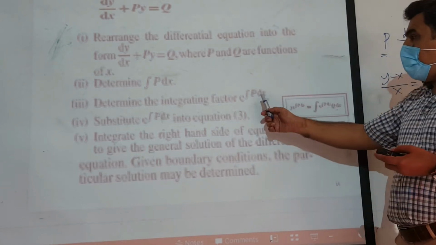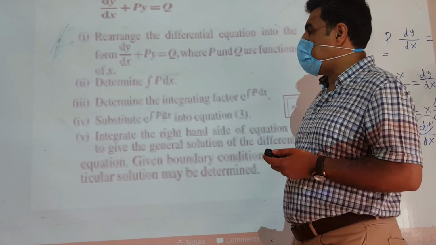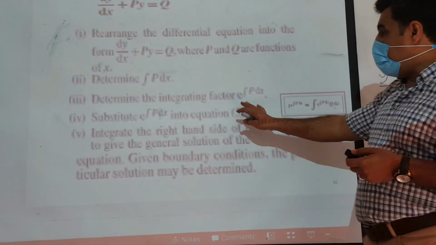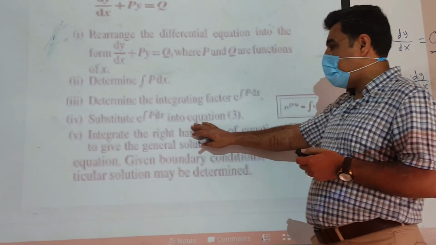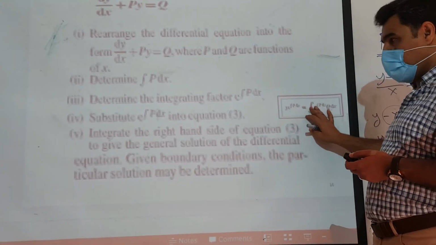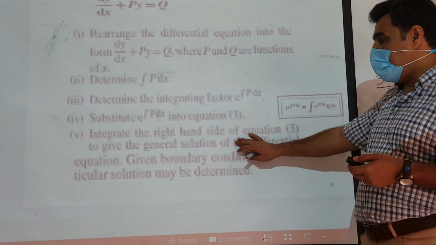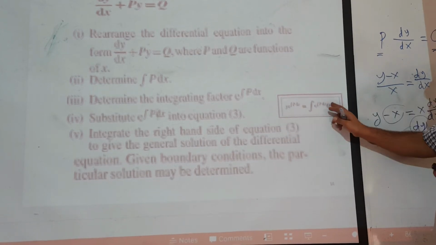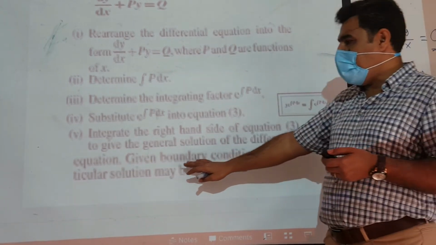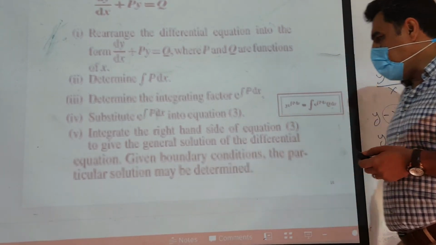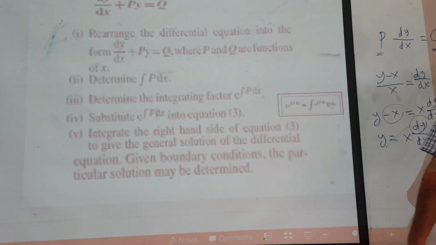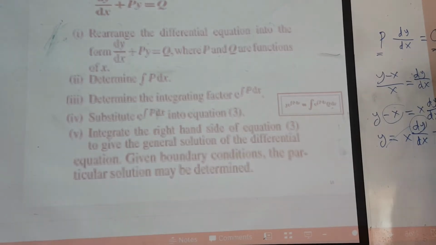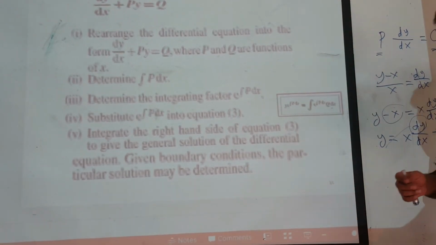Sometimes you will miss how to define which one is P, which one is Q. Of course, in the examples you will see. Then, whenever you find this value, you will substitute into equation 3, which is this one. Integrate the right hand, because this hand, there is no need for integration. You will need to integrate this part. And then, given a boundary condition, you can find the particular solution. And if there was no boundary condition, then this will be the general solution. So that's the way to solve it.